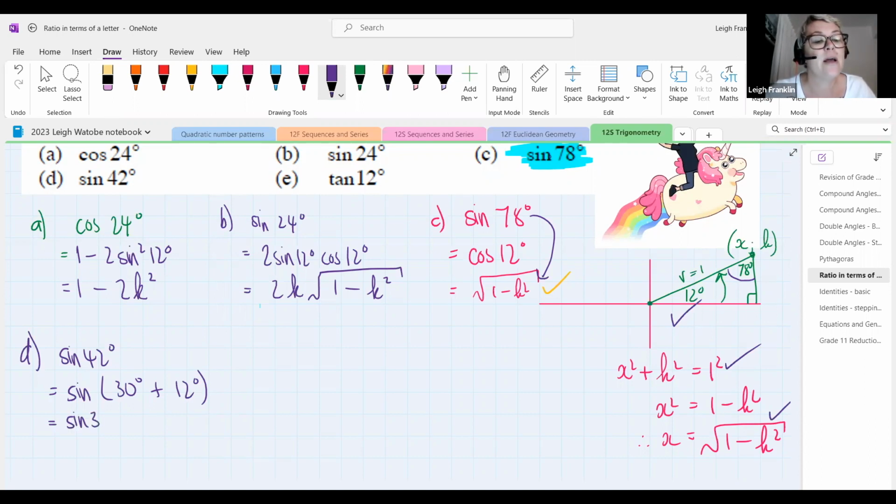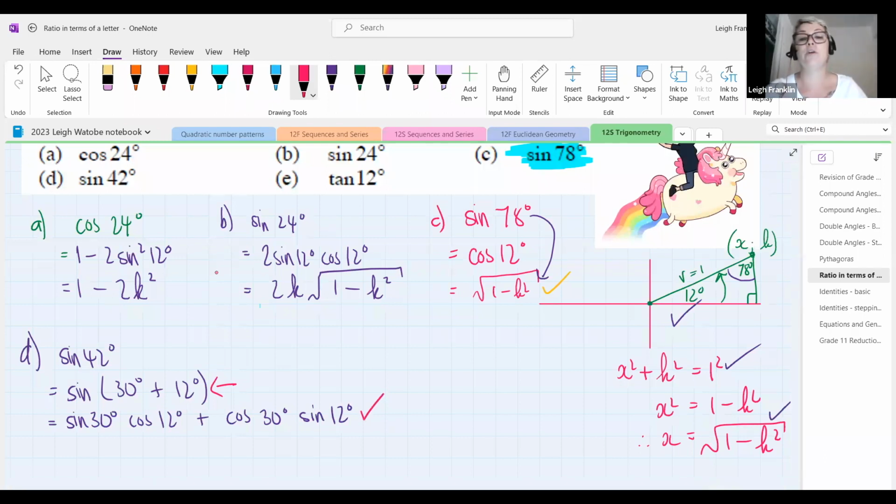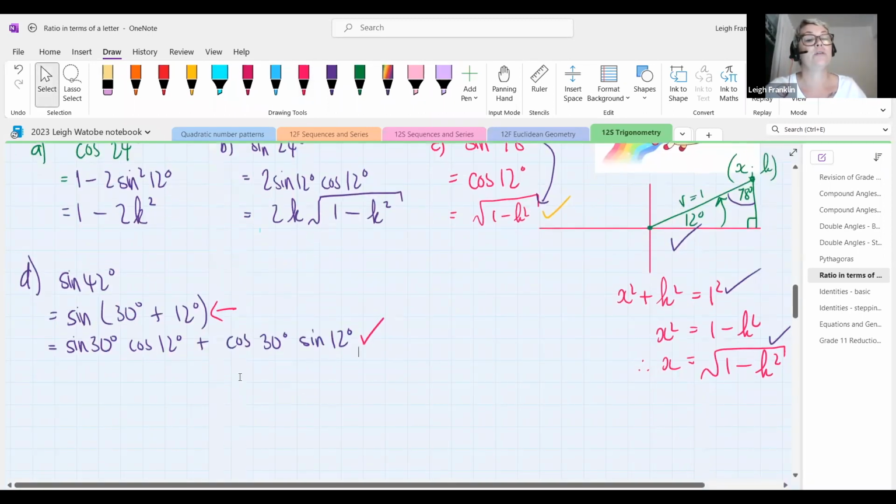So you would have written sine 30 cos 12 plus cos 12, cos 30 sine 12. Beautiful. Well done. 100%. Okay. So you're not going to get a mark for this line over here. You're not going to get a mark for that, but you're going to get the mark for this. So that's why you've got to make sure that you wrote it.